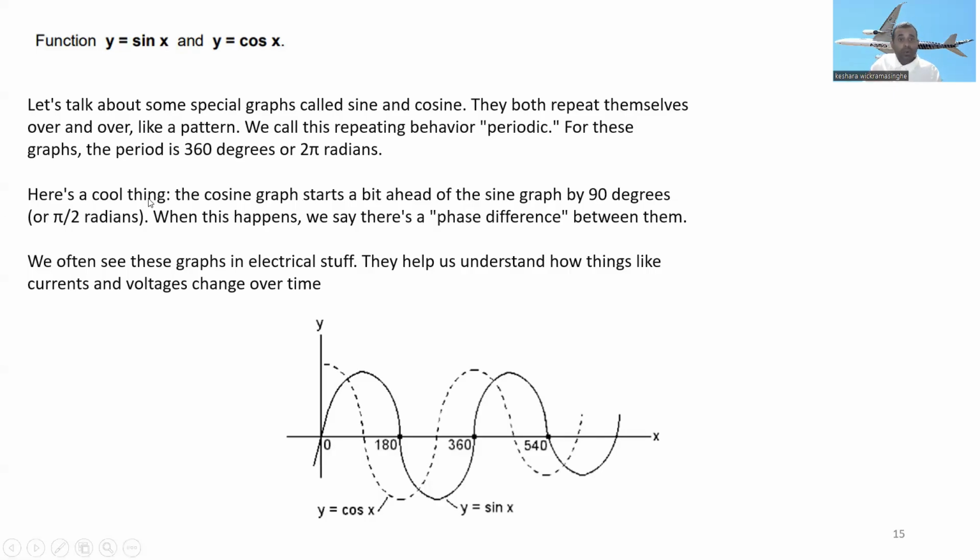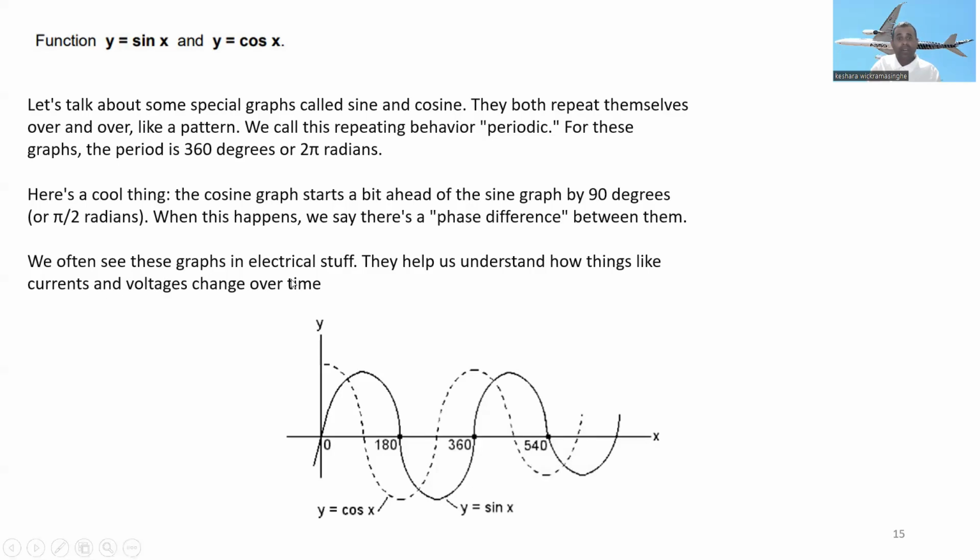Here's the cool thing: the cosine graph starts a bit ahead of the sine graph, by 90 degrees. The sine graph starts from zero, but the cosine graph starts 90 degrees ahead, which is π divided by 2 radians. When this happens, we say there is a phase difference between the sine graph and the cosine graph.